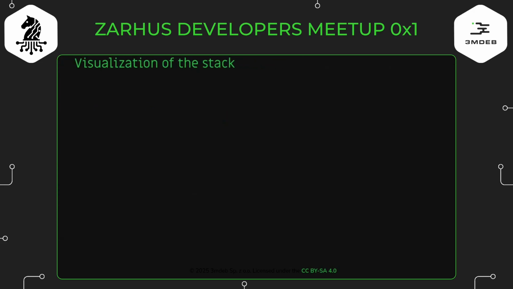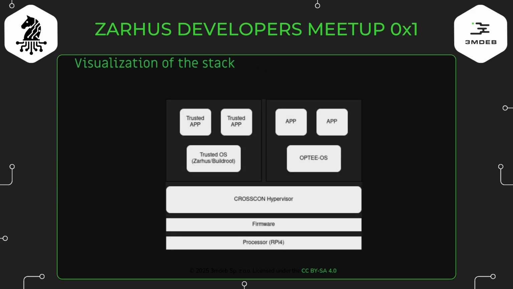So let's jump into a quick visualization. I made a diagram here so you can better understand what we have done. As you can see, this is a diagram showing the CROSSCON stack on the Raspberry Pi. Here we have the hypervisor, and it runs different VMs. So this could be VM1, this could be VM2. In the default demo, there are actually two VMs. One is the Buildroot VM, and the other one is the OP-TEE VM. What we have done with the setup is replace the Buildroot initramfs with our Yocto-based system, Zarhus, and we've also enabled the full root file system for this.